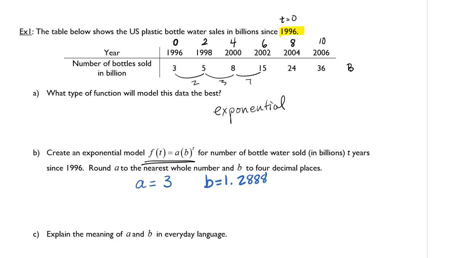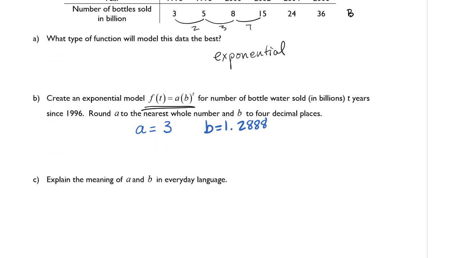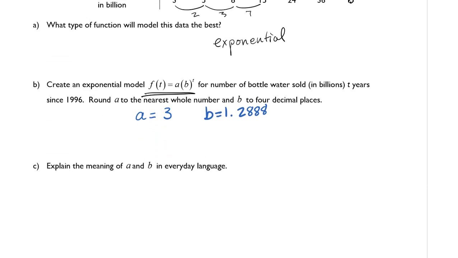So we want to now talk about what a and b represent in everyday language. Well, a represents the initial amount of bottles being consumed. In 1996, 3 billion bottles were being sold.